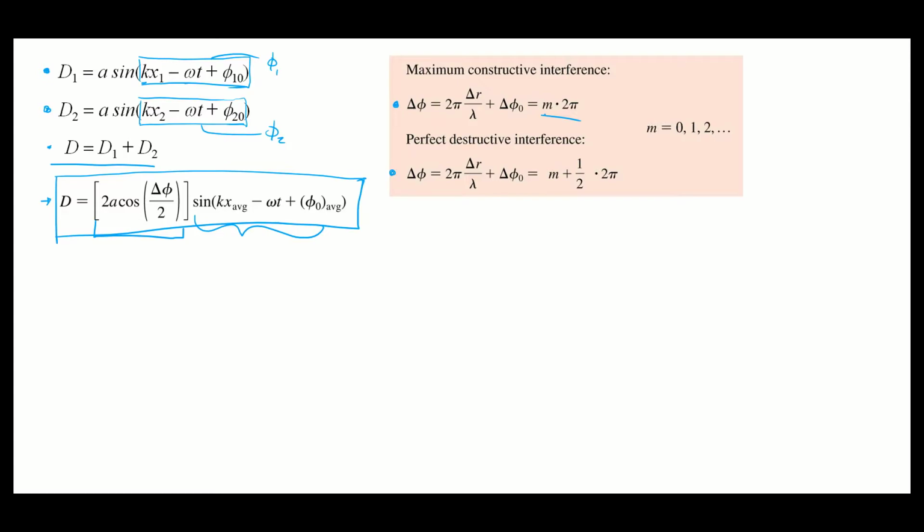For perfectly destructive interference, we had a different condition where this cosine term would go to 0, provided that the phase difference of those two waves was some m plus 1/2 times 2 pi, and that would result in crests aligning with troughs and perfectly canceling, such that there's no real amplitude to that wave, or essentially no disturbance.